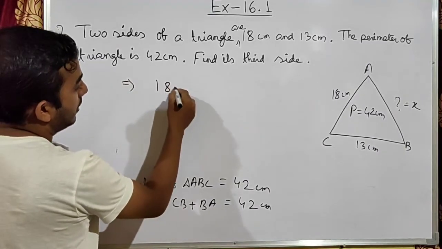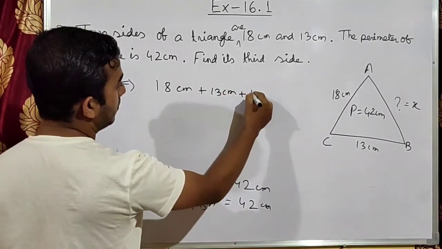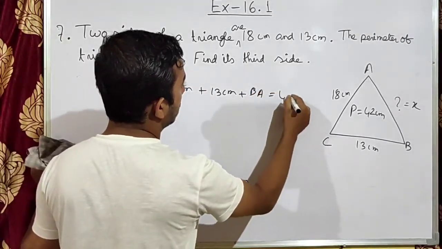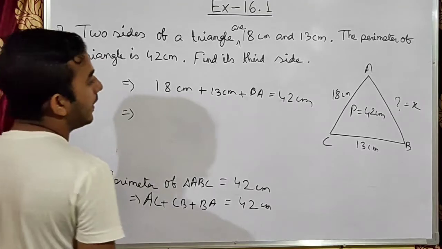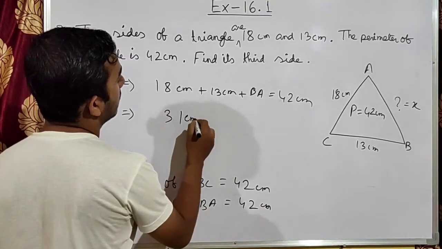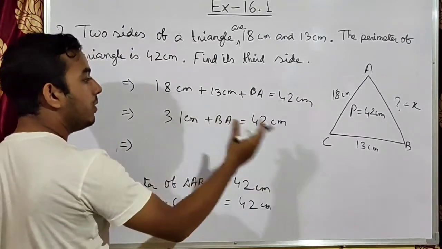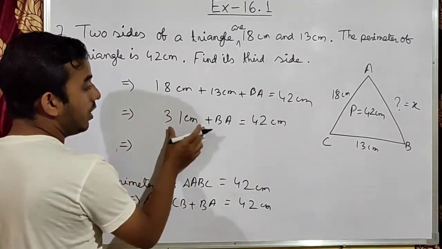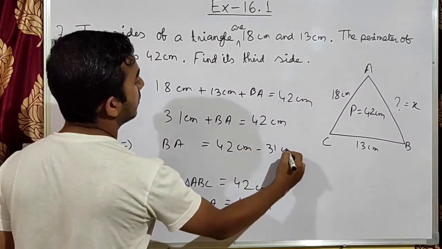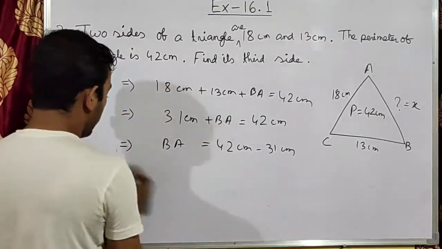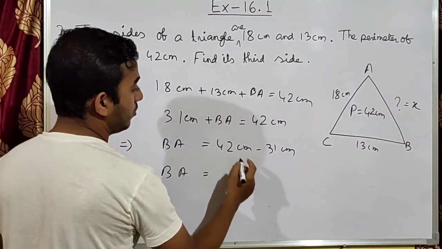Clear? Okay. Now we will just put the values of AC and CB. So value of AC is 18 centimeter. Then in place of CB we are writing 13 centimeter plus BA, we have to find, right? So BA equals 42 centimeter. Now 18 centimeter plus 13 centimeter is how much? 8, 9, 10, 11, 31 centimeter plus BA equals 42 centimeter. Now what will it be? It will be subtract, right? It will be minus, because on this side it is plus. So BA equals 42 centimeter minus 31 centimeter. Now 42 centimeter minus 31 centimeter is how much? 2 minus 1 is 1, 4 minus 3 is 1, so 11 centimeter.